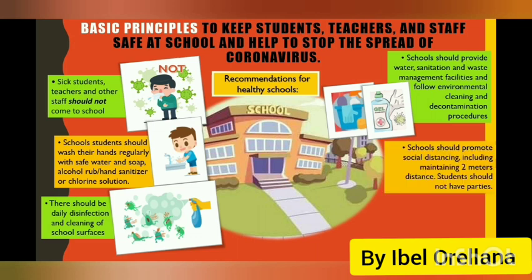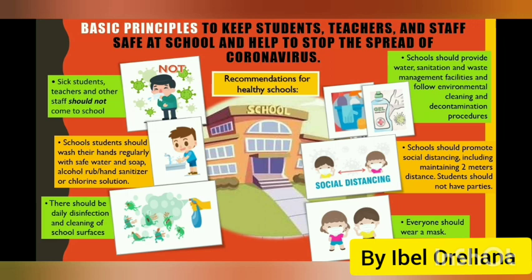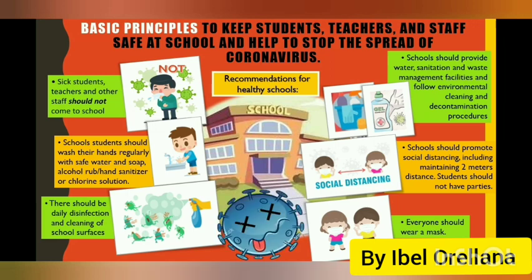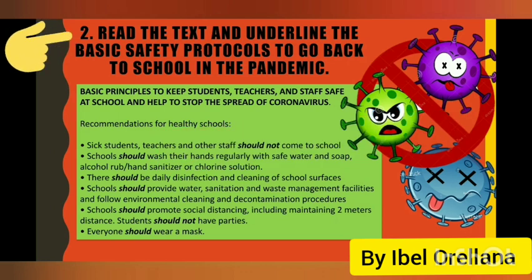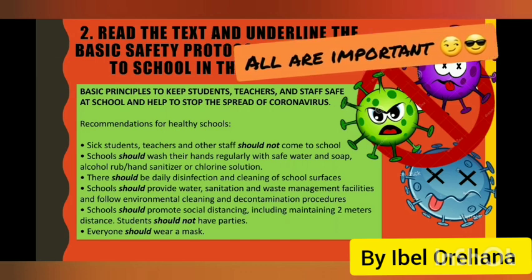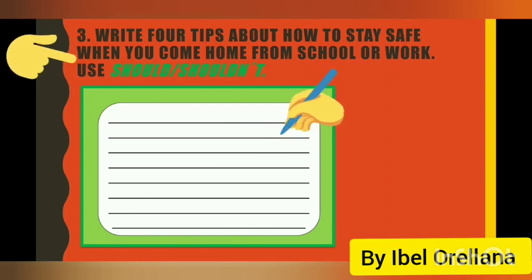Schools should promote social distancing, including maintaining 2 meters distance. Students should not have parties. Everyone should wear a mask. Activity 2. Read the text and underline the basic safety protocols to go back to school in the pandemic. Activity 3. Write 4 tips about how to stay safe when you come home from school or work.